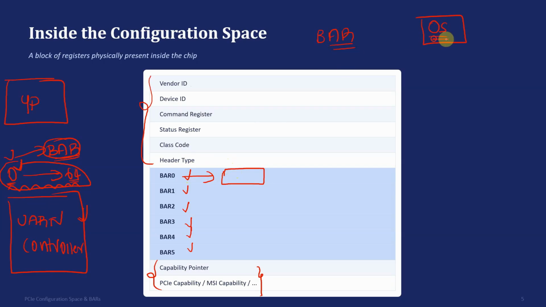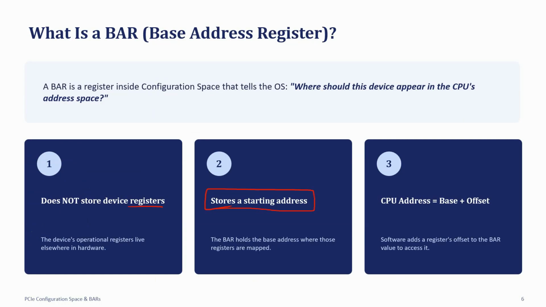First of all, the OS is going to discover this controller during the enumeration phase, and during the configuration it is going to update this BAR with the starting address. Now, whenever the processor wants to communicate with this UART controller, it is going to read this BAR, and it is going to establish the communication with the UART controller. This is how the communication is established between the processor and the controller.